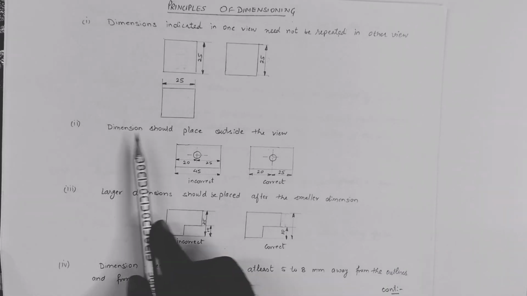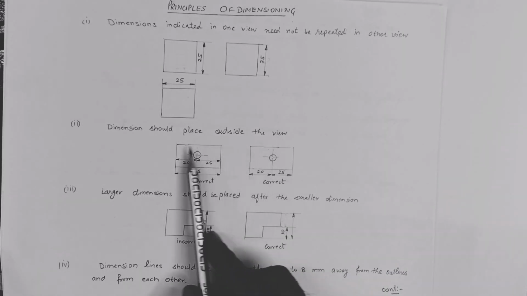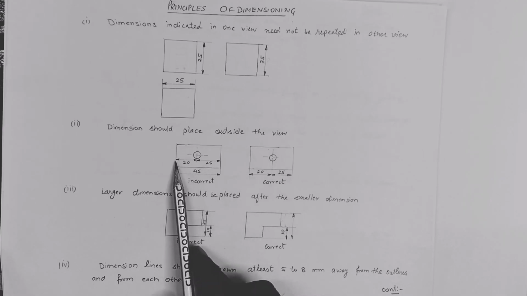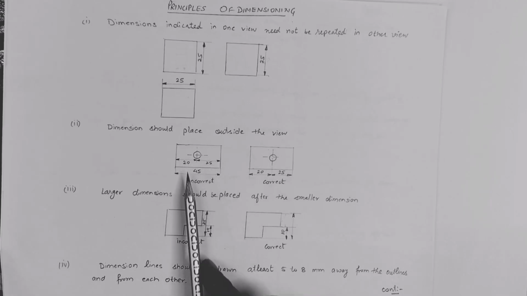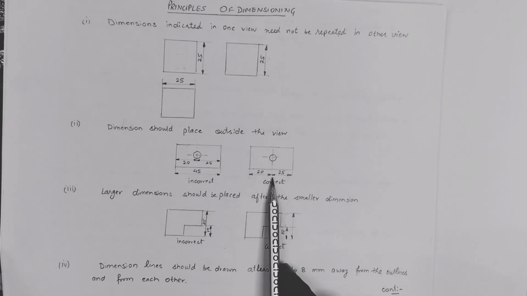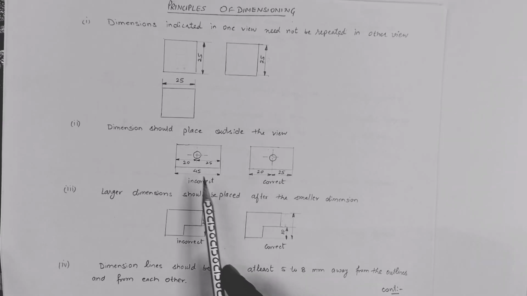Second is, dimension should be placed outside the view. As we can see here, this is some view mentioned to us. So dimension is written on the view. So this is incorrect. So we have to place this dimension outside the view. This one is correct, this is incorrect.